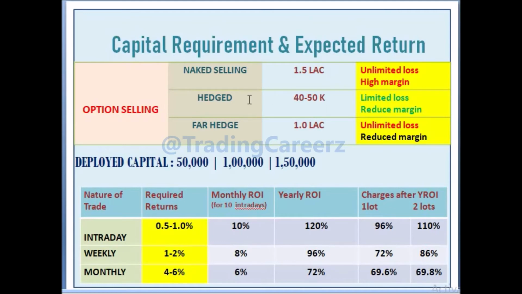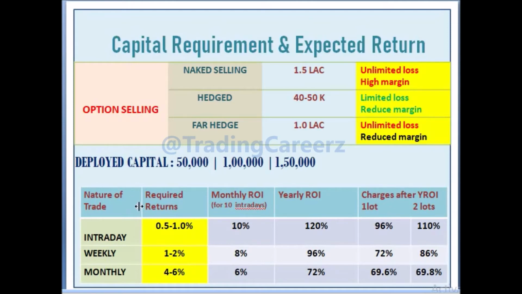If hedging by buying a near strike price, it will take a margin of 40 to 50,000. The loss is limited and the margin is reduced a lot. If far away strikes are bought for hedging purposes, the unlimited loss is retained, and only the margin is reduced somewhat better. But always choose hedging. The second one, choose hedging with very near strikes. From a beginner's perspective, beginners use 50,000 or 1 lakh or 1.5 lakh.